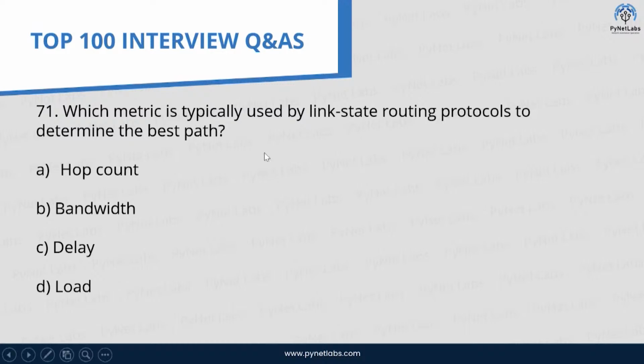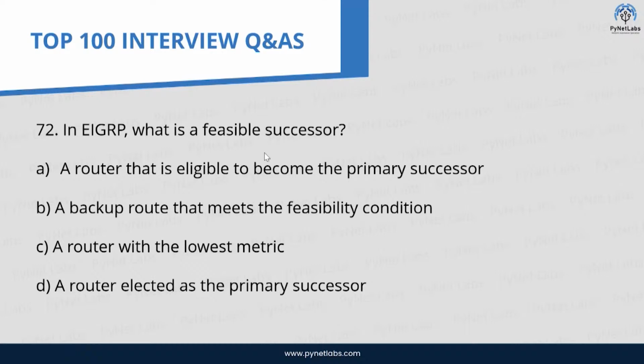Now going to question number 72. It says: in EIGRP, what is a feasible successor? We have some options here. Option A says a router that is eligible to become the primary successor, B is a backup route that meets the feasibility condition, C is a router with the lowest metric, and D is a router which is elected as a primary successor.